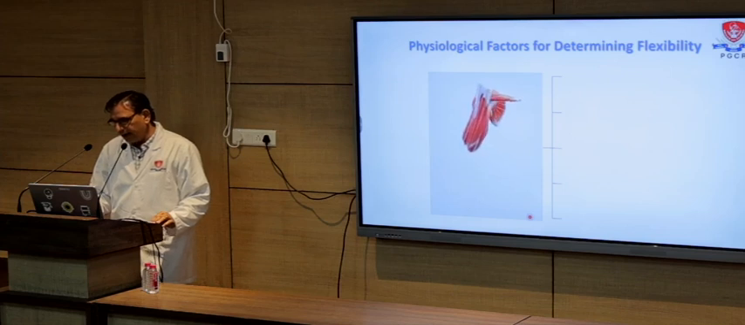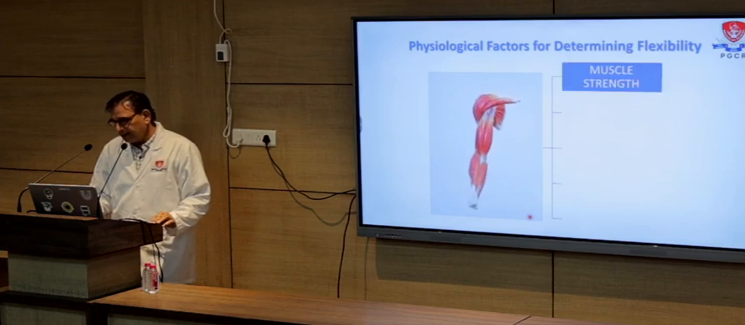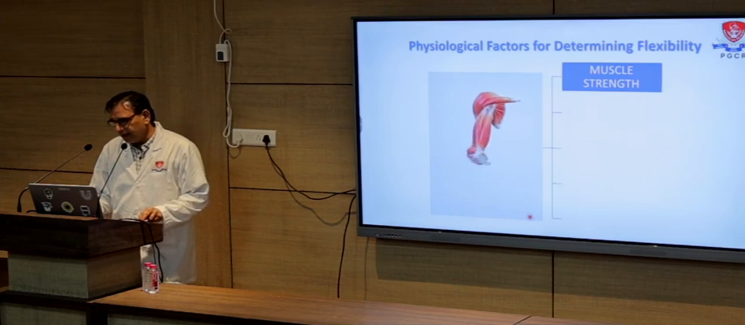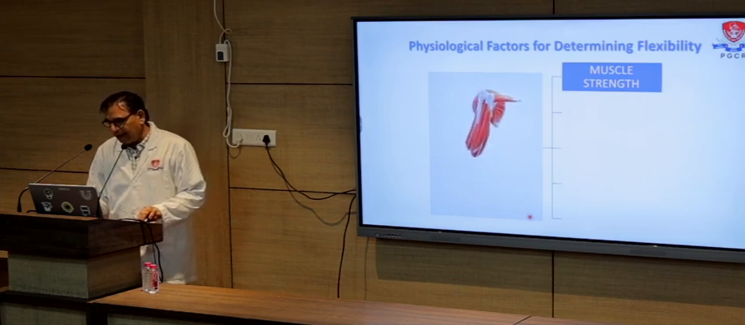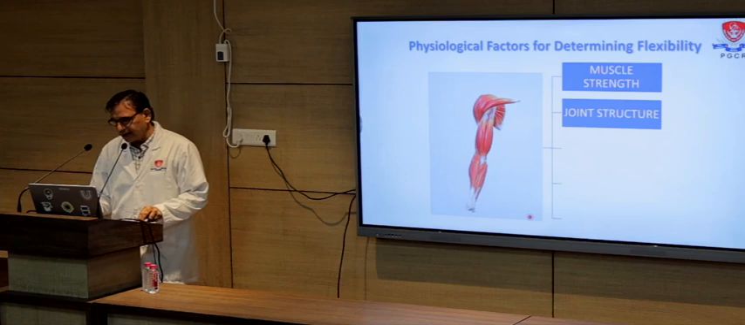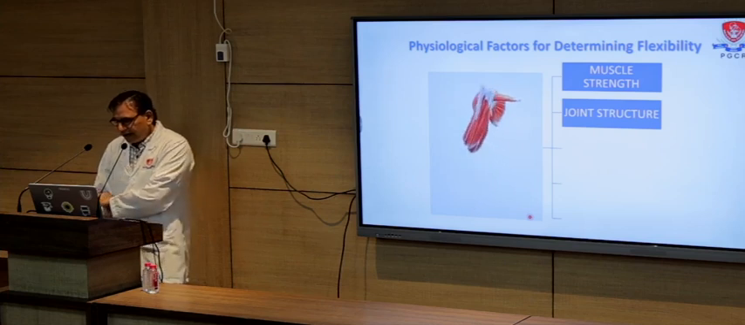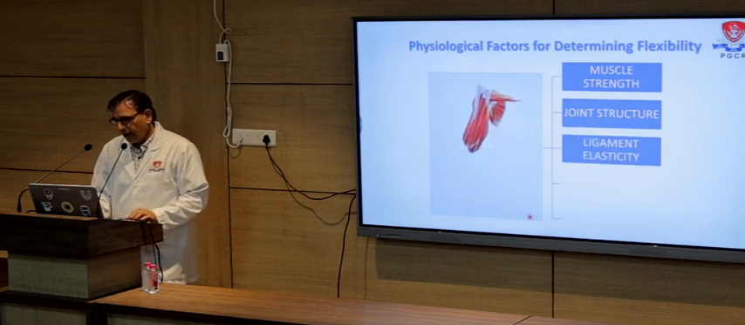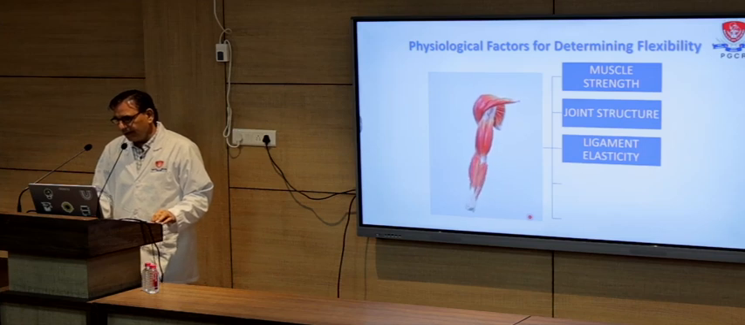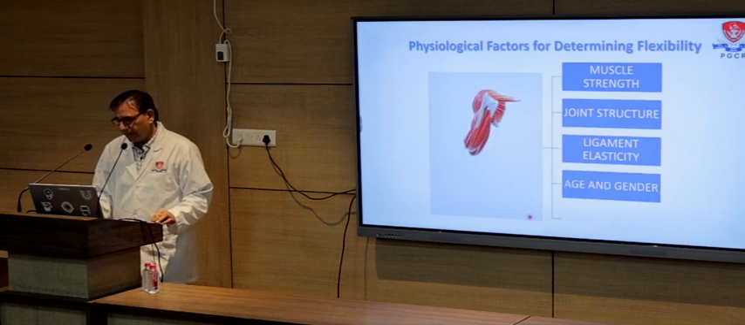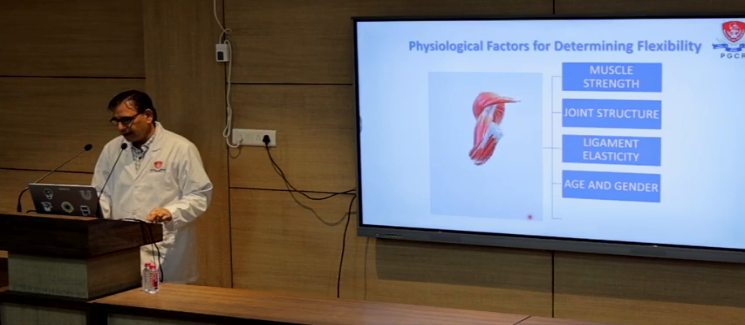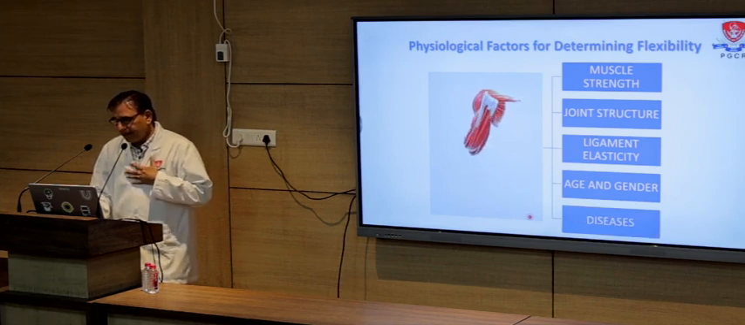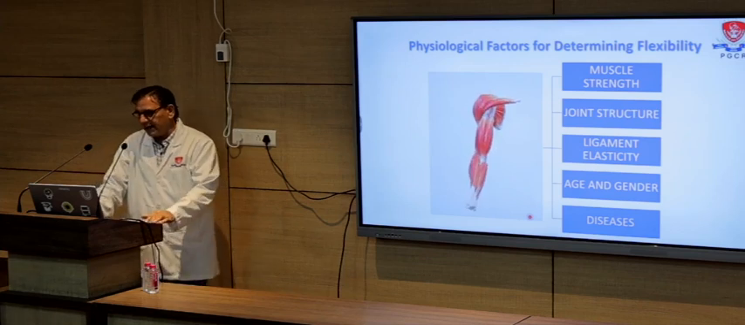Physiological factors determining flexibility. Muscle strength: flexibility depends on the level of strength. Increased muscle strength can enhance flexibility. Joint structure: the joint is attached to various muscles, ligaments, cartilage, and tendons, which make the joint strong and flexible. Ligament elasticity: the more the elasticity of the ligament, the greater the flexibility of the joint. Age and gender: flexibility decreases as age progresses. Females are more flexible than males. Disease: many types of disease and injury affect flexibility.